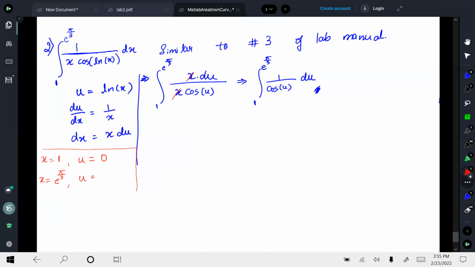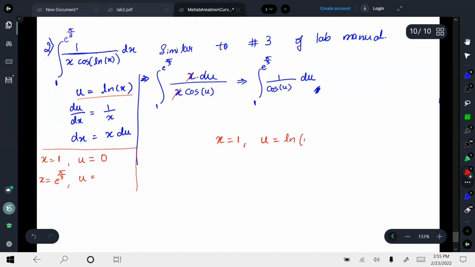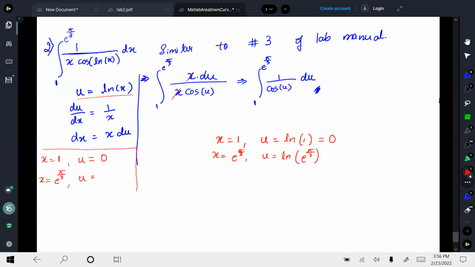So x is equal to 1. Now u is equal to ln of x, right? So ln of 1 is 0. That's the first limit, or the lower limit, of u. Now when x equal to e to the power of pi by 3, u is equal to ln of e to the power of pi by 3. Agree? Now, what is the answer?